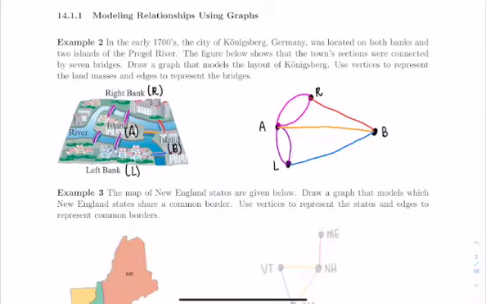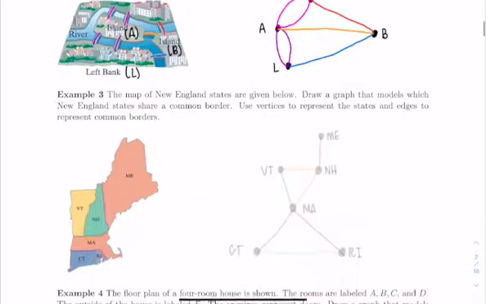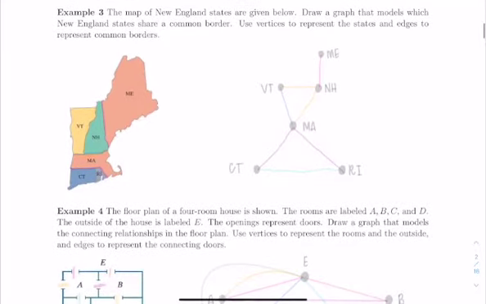Let's try another one. Example number 3. The map of New England states is given below. Draw a graph that models which New England states share a common border. Use vertices to represent the states and edges to represent common borders. So our states are going to be our vertices. Again, I'm going to try and place them so that they are in a similar position, because this makes it easier to draw the edges.